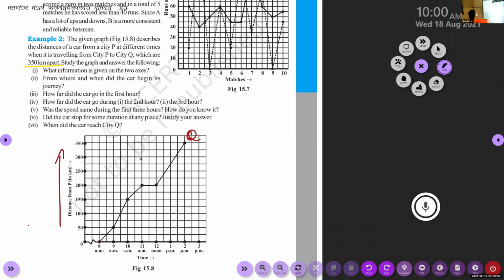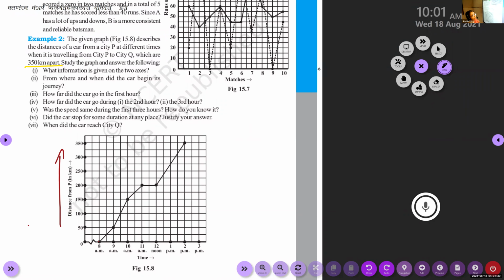Okay, first question. Aaron, read the first question. What information is given on the two axes? You can write the answer in the text itself. The x-axis shows time, and the y-axis shows the distance of the car from P to Q, the distance traveled by the car from P to Q.